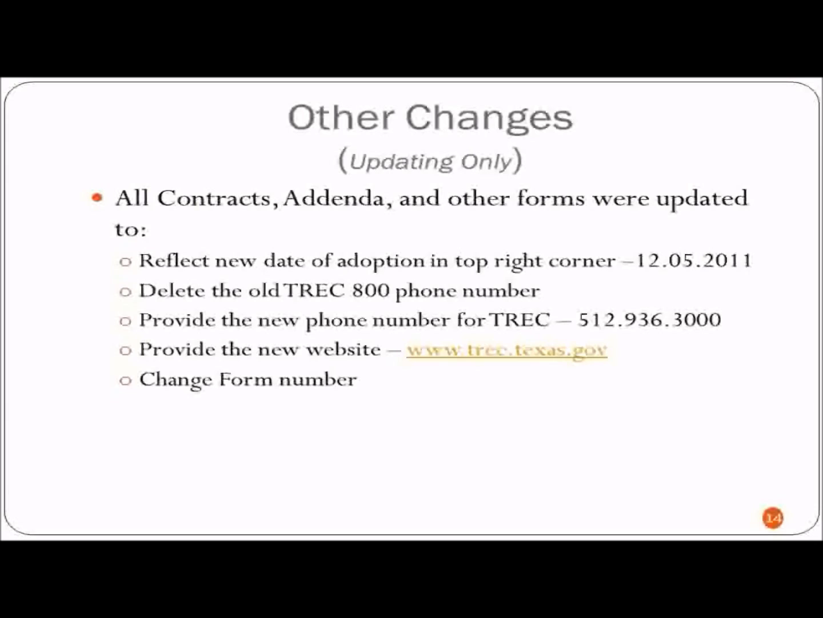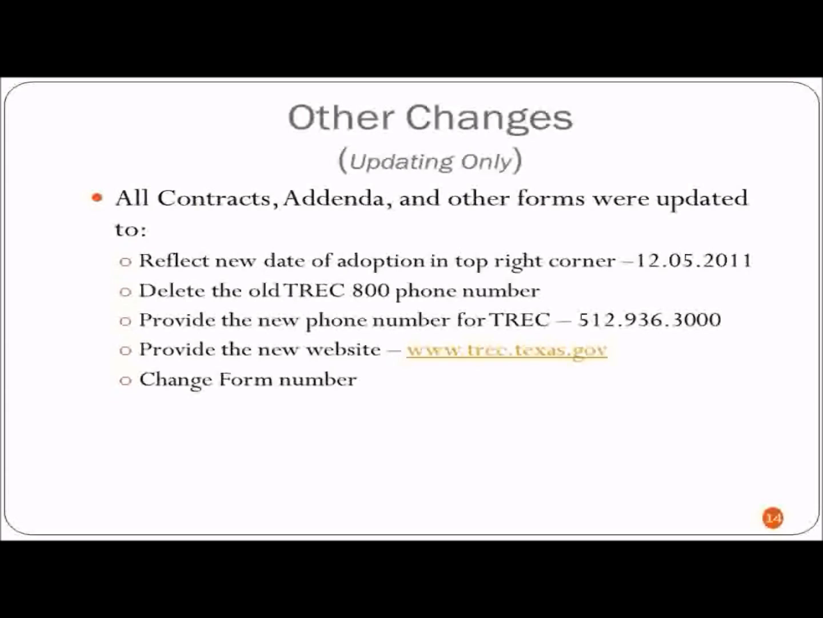So that came off. If you'll look at the little box underneath on the last page of your contract, it gives you all sorts of information on how to get a hold of TREC and so forth. So they deleted the old 800 number. And then I don't know if you're aware, but TREC was required to move this summer into state-owned property. So they also moved. So their actual phone number also changed. It's now 512-936-3000. You'll see that in the box.